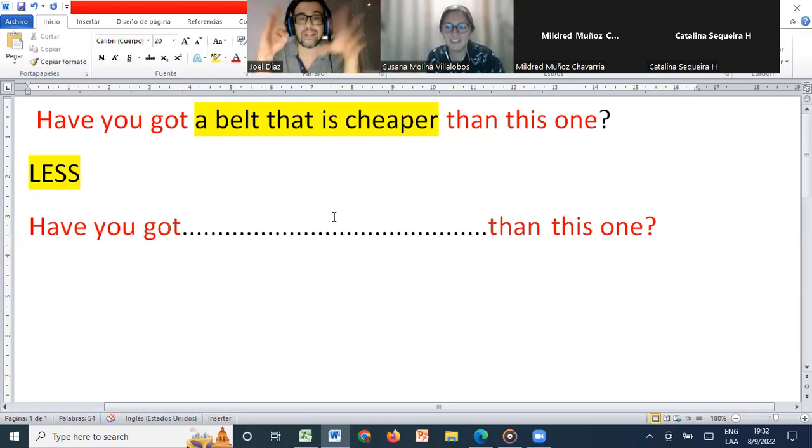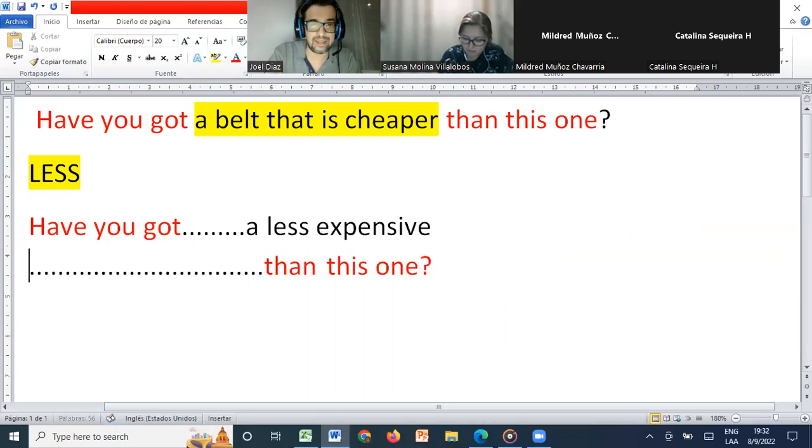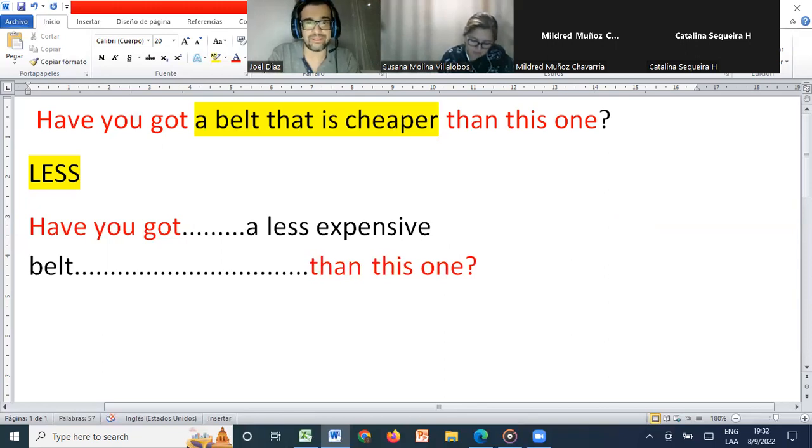So perfect, because it can be from 2 to 5 words. We need to write, have you got a less expensive belt than this one? Right? So maybe let's write it down over here. A less expensive belt. Perfect, right? So that would be the answer. Have you got a less expensive belt than this one?